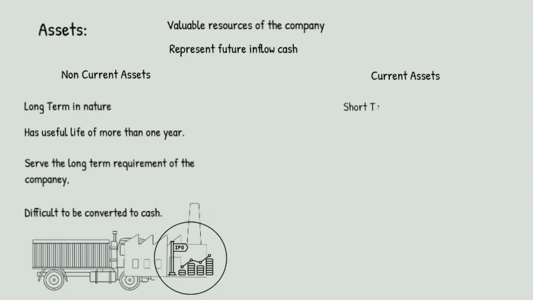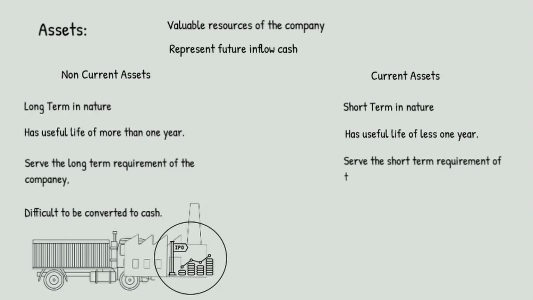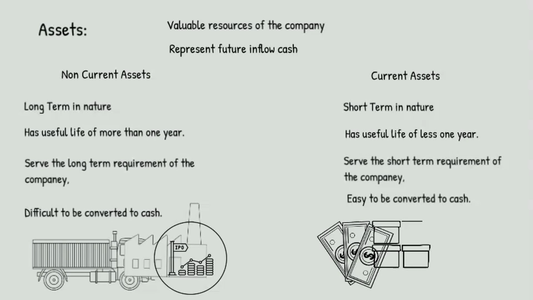On the other hand, a current asset is short-term in nature, which means that it has a useful life of less than 1 year and it serves the short-term requirements of the company, which are mainly the day-to-day transactions, and it's also easy to convert to cash. Examples for this are cash, inventory, and accounts receivable.